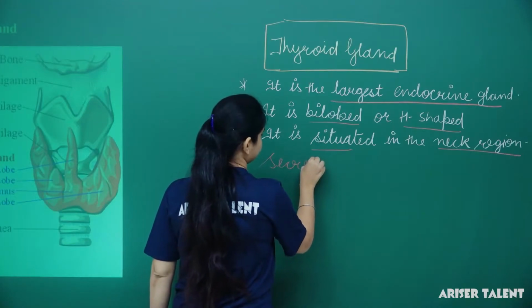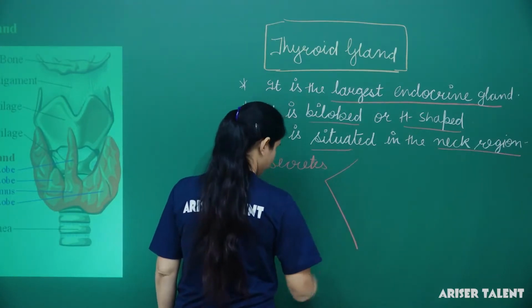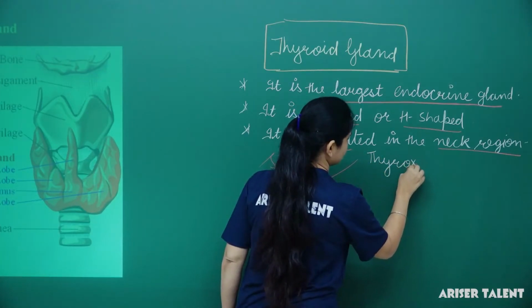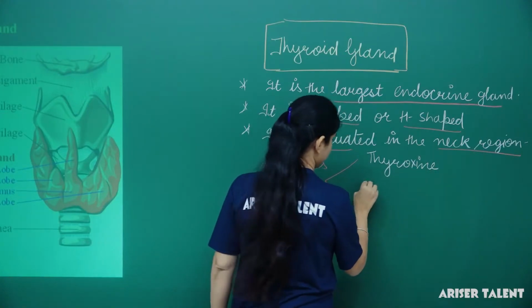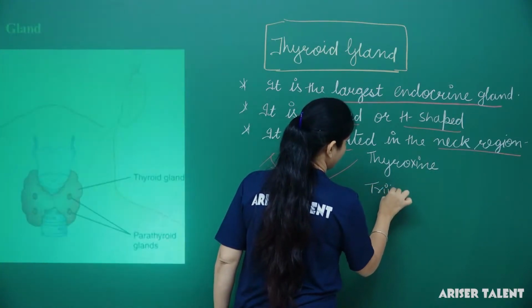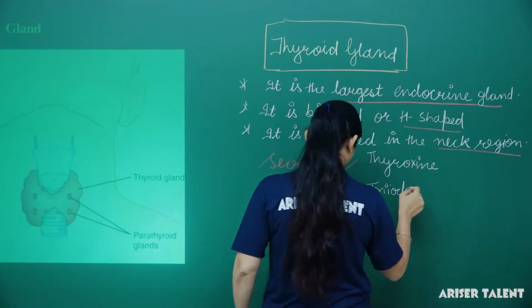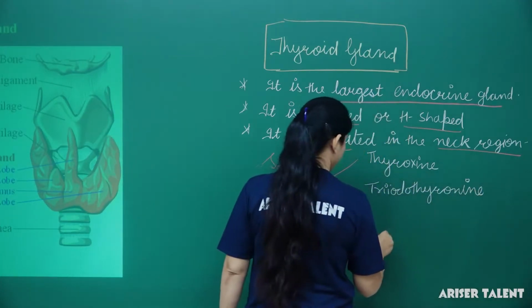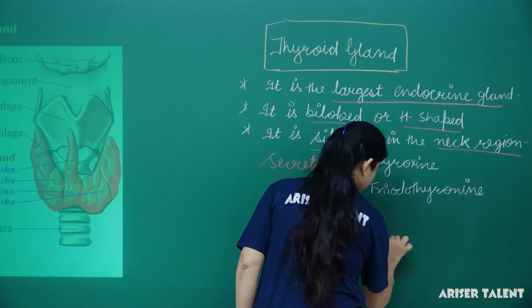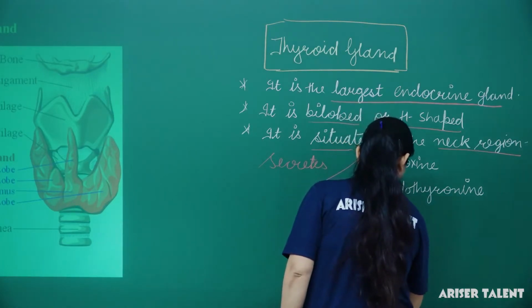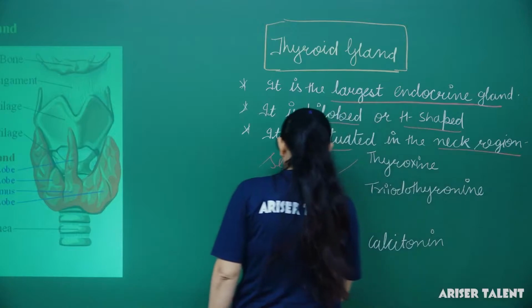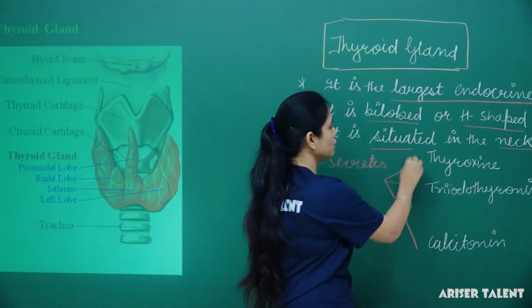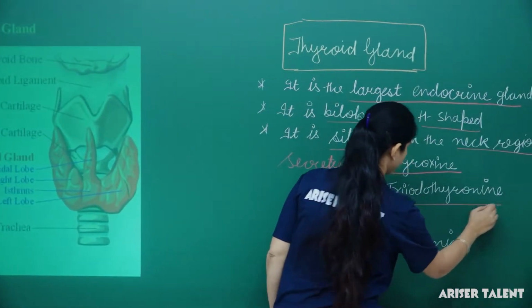It secretes three types of hormones. One is thyroxine, next is triiodothyronine, and third one is calcitonin. Okay, third one is calcitonin. So we must say that this thyroid gland secretes three hormones: thyroxine, triiodothyronine, and the third one is calcitonin.